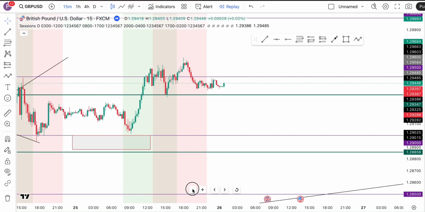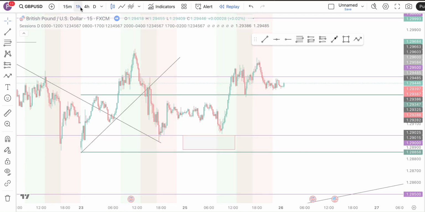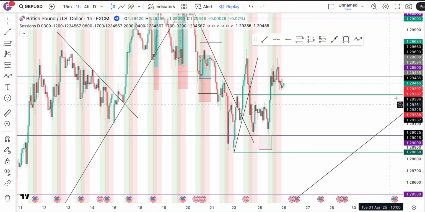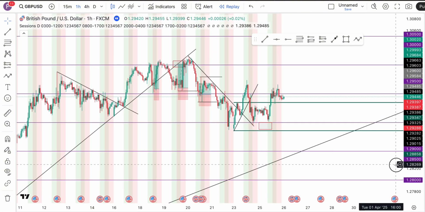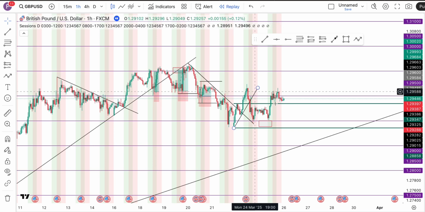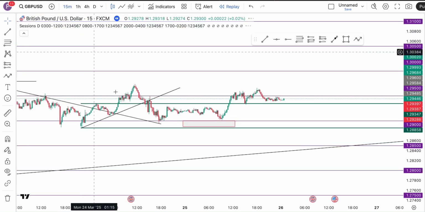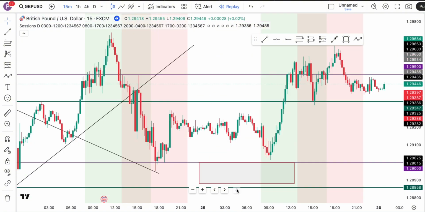With what price is doing here now, let's go on H1 to see if we can see a semblance of a trend coming up. So this price is just ranging. There's no tangible setup right here. So let's go back to 15 minutes and let's see if there's a setup on Wednesday.